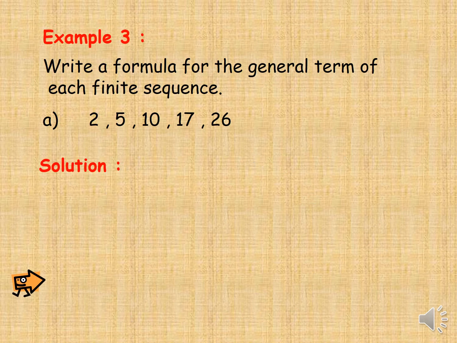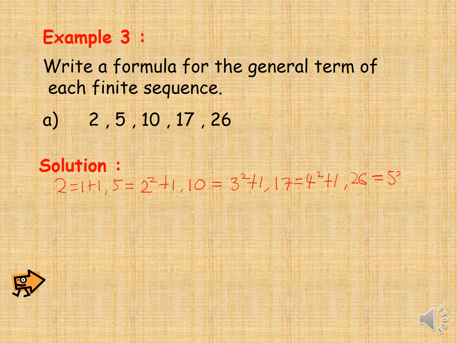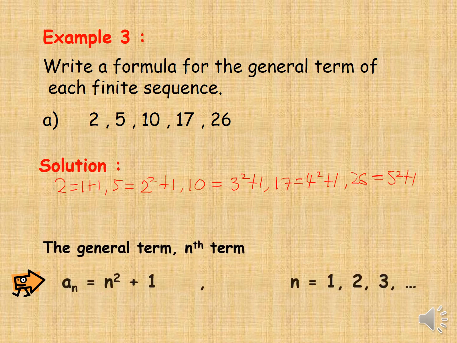Example 3. Write a formula for the general term of each finite sequence: 2, 5, 10, 17, 26. We see the pattern of the sequence where 2 is equal to 1 squared plus 1, 5 is equal to 2 squared plus 1, 10 is equal to 3 squared plus 1, 17 is equal to 4 squared plus 1, and 26 is equal to 5 squared plus 1. Now, the general term of this sequence is an equals n squared plus 1, where n are integers.